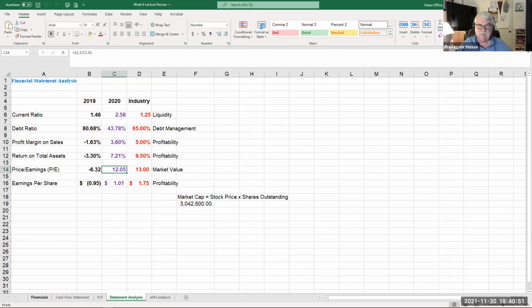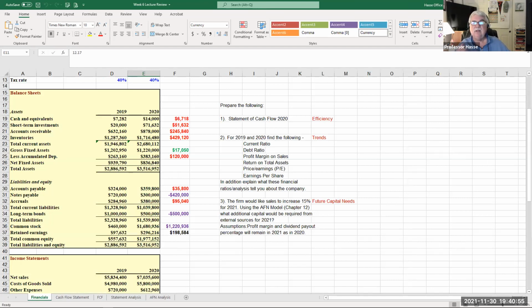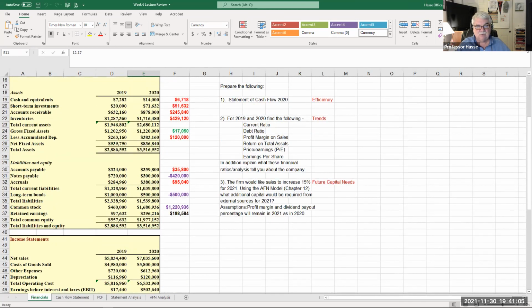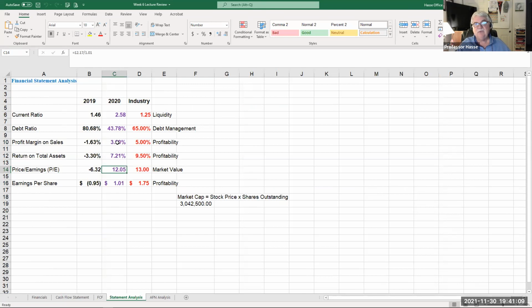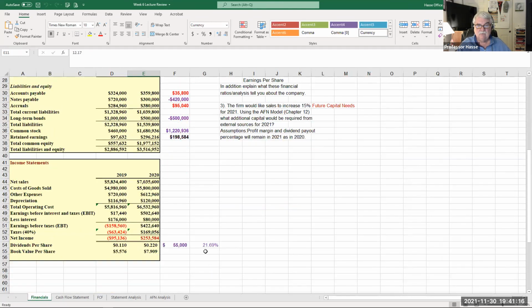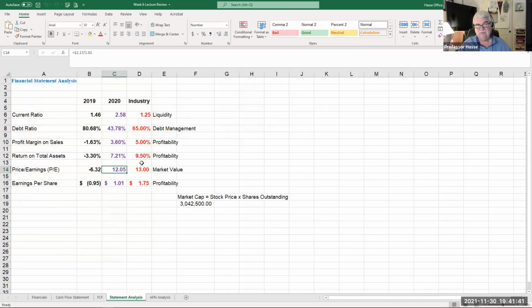Another important relationship from their financial statements is to project out what our future cash needs are going to be. Future capital needs. How do we want to grow? If you notice in this company's financial statements, their profit margin was roughly 3.6%. And they paid out roughly 21.69% of their profits in dividends. That's their relationship of dividends. They paid out $55,000 in dividends of profits of $253,589. So they paid out roughly 22% of their profits back to the shareholders. And they made a profit, the relationship of net income to sales, of roughly 3.6%.